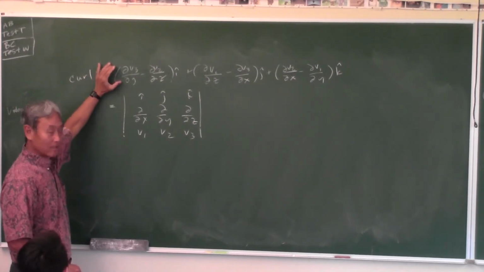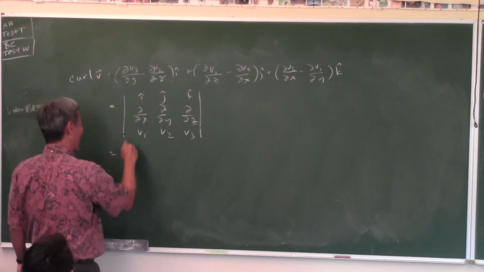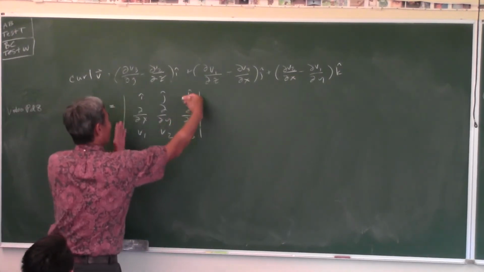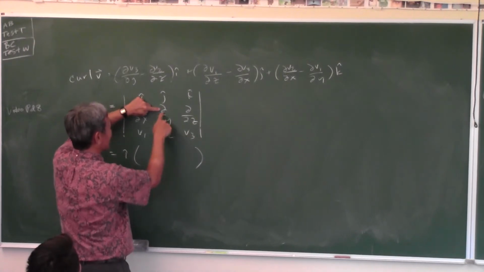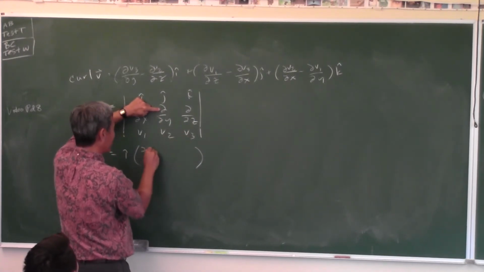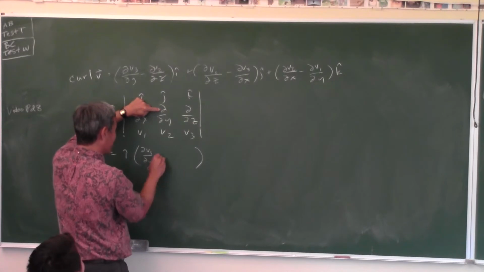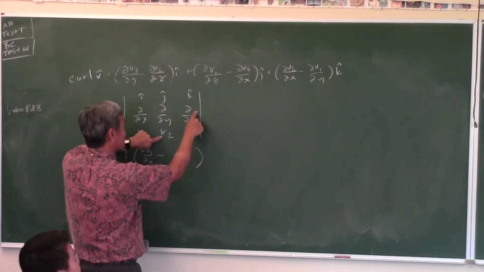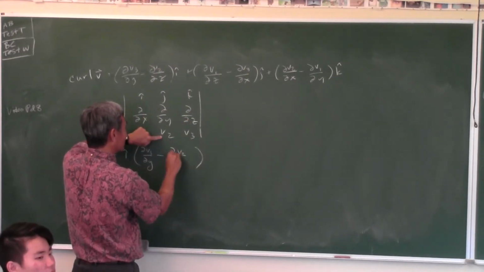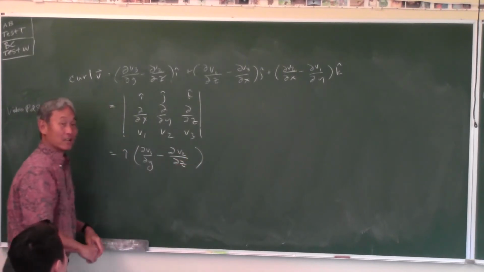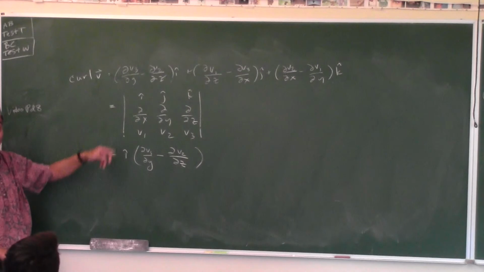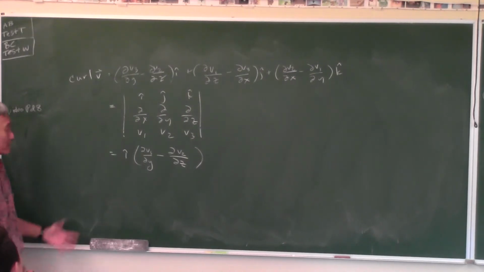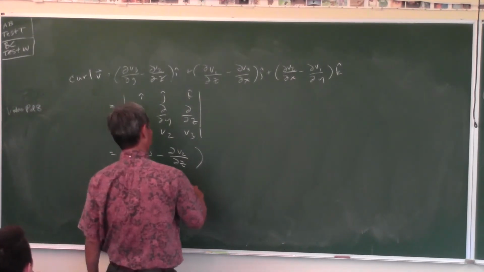For I, if you cross out the row and column that it's in, you have this times this, the partial of v3 with respect to y, minus this times this, the partial of v2 with respect to z. It's just a way of remembering it, because that's hard to remember. So we were just doing it wrong.